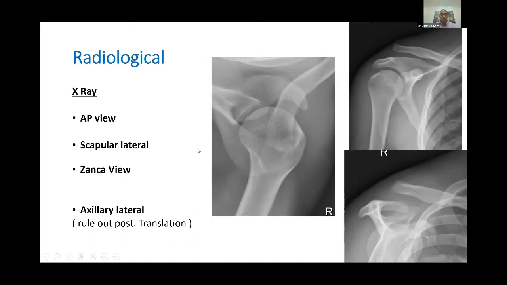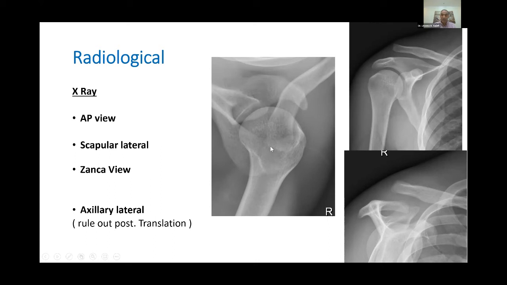The second point I want to stress today is the radiological finding of the AC joint. We all know that when we take an X-ray for an AC joint separation to see which Rockwood type, we do an AP, axillary, and Y scapular view. The axillary view is very important to see if there is any posterior displacement of the distal end of the clavicle or not. But guess what?